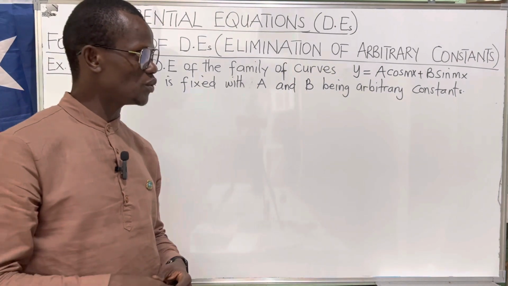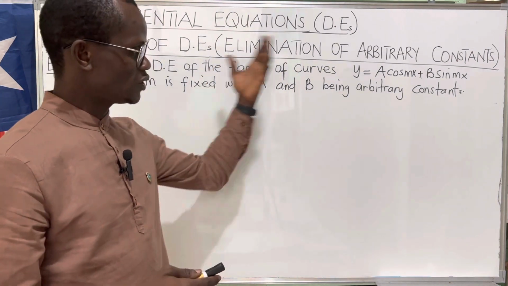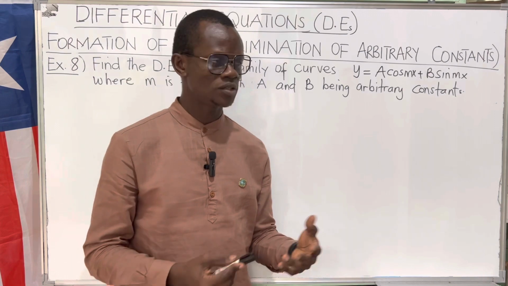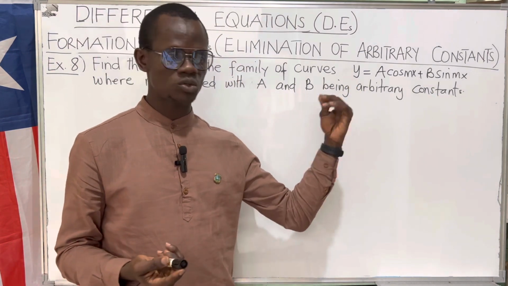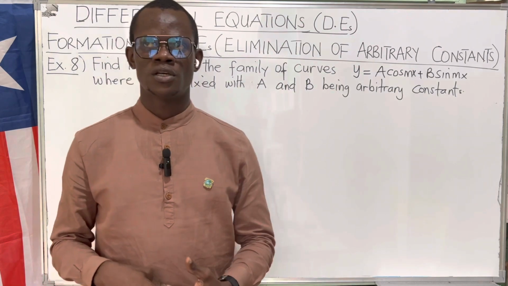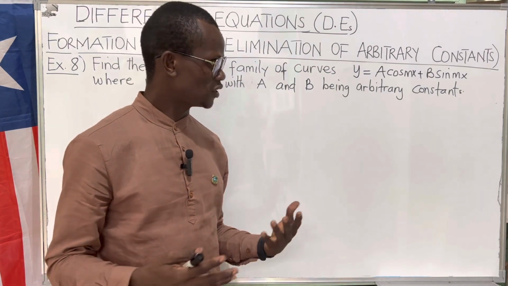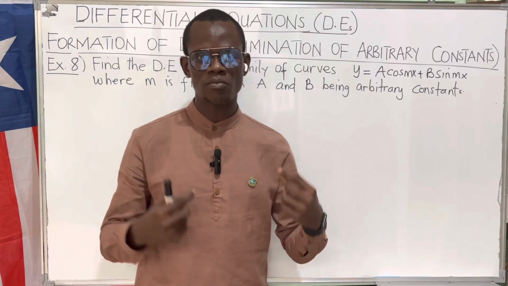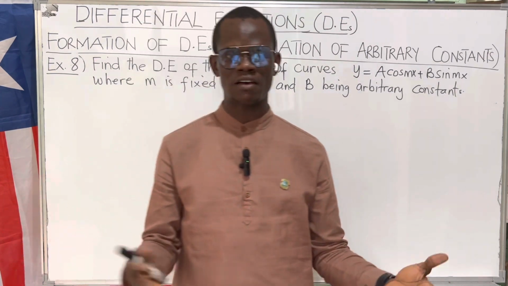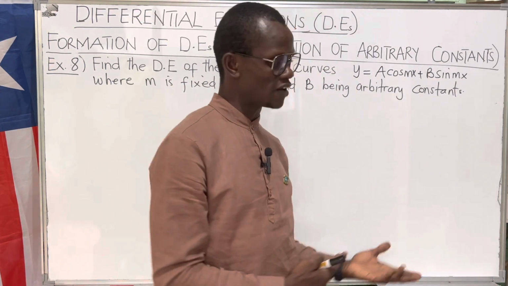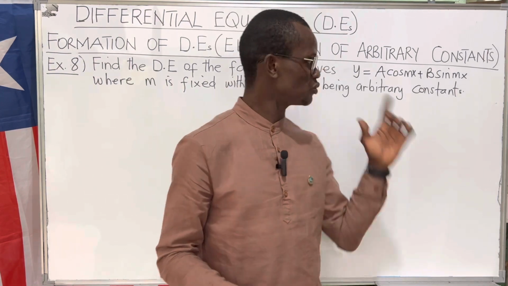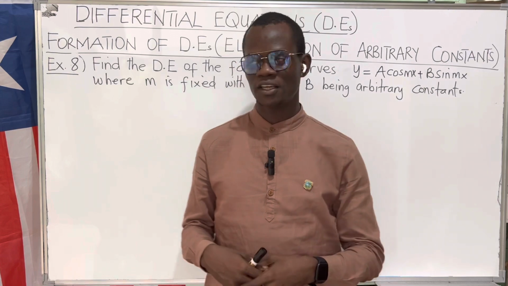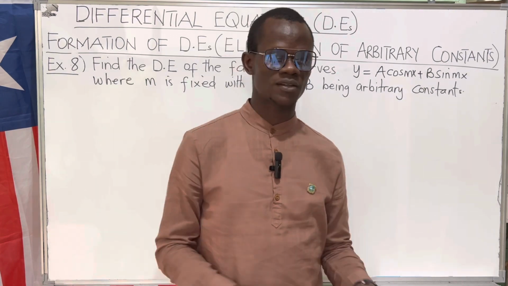Again, we told you that when you have an equation and want to form a differential equation, that equation is normally the solution of the differential equation. So the first thing you must identify is how many arbitrary constants you have in the problem. The number of arbitrary constants determines the number of times you're going to differentiate. Since we have two arbitrary constants, we must differentiate twice.